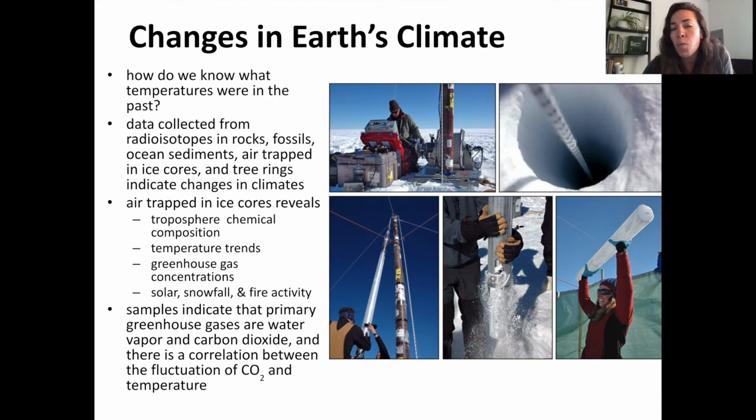But we want to know, okay, what was the tropospheric chemical composition in Earth's past climates? And that's going to give us an indication of greenhouse gas concentrations. We can determine temperature trends from that. And you can even see event scale things like solar irradiance, snowfall, and fire activity when you look at these ice cores. So samples indicate that primary greenhouse gases are found in our atmosphere, water vapor, carbon dioxide, etc., and that there's a strong correlation between the fluctuation of greenhouse gases, such as CO2, and temperature patterns in our climate.